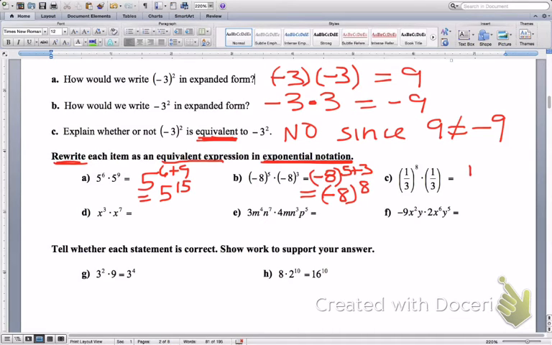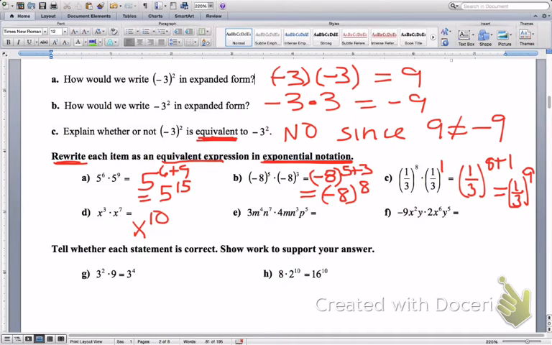Next one, we have 1/3. We keep our parentheses, and that's 8 plus, here we have an invisible power of 1, so we add that 1, so that's going to be 1/3 to the power of 9. Next one, we have x. This time we're going to skip it. 3 plus 7 is 10.